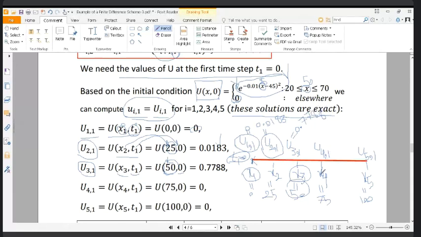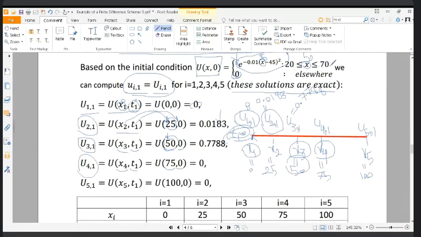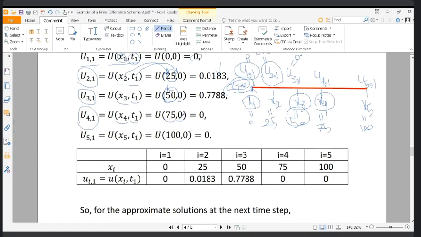We go to the next point at x4 and still T1. We are going to compute u4 and 1. For u4 and 1, we have u of x4 and T1, meaning u at 75 and 0. 75 is not between 20 and 70. 75 is bigger than 70, and the value of u at this point is 0 without any computation. Similarly, at this point we have u5 and 1, meaning u at x5 and T1, which is u at 100 and 0, and the value of u at this point is 0.